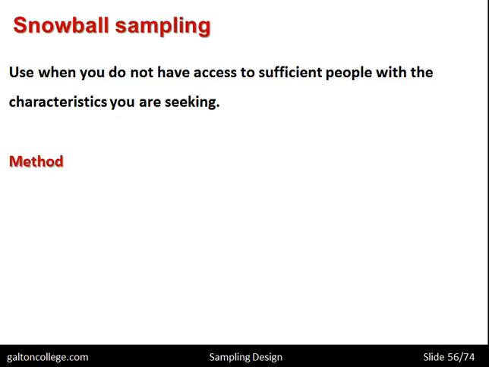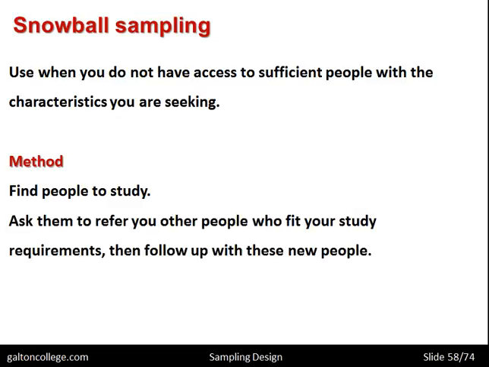Now the method, well, you find the people in this category who are interested in playing football and ask them if they would refer other people who fit your study requirements. Then follow up with these new people. So you find 10 people who are interested in football in the 25 to 35 years age group, interview them, and then you ask them, have they got any friends of similar age who are also interested in football? And would they recommend you to their friends so you can go and interview them as well?